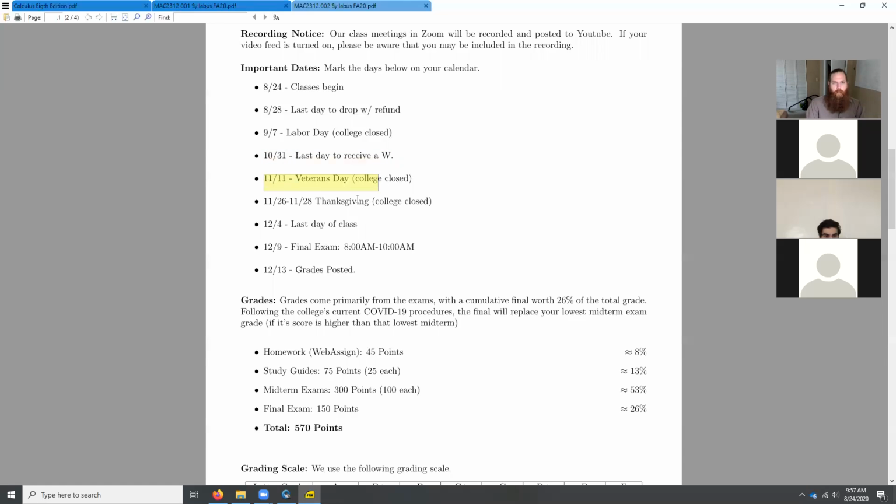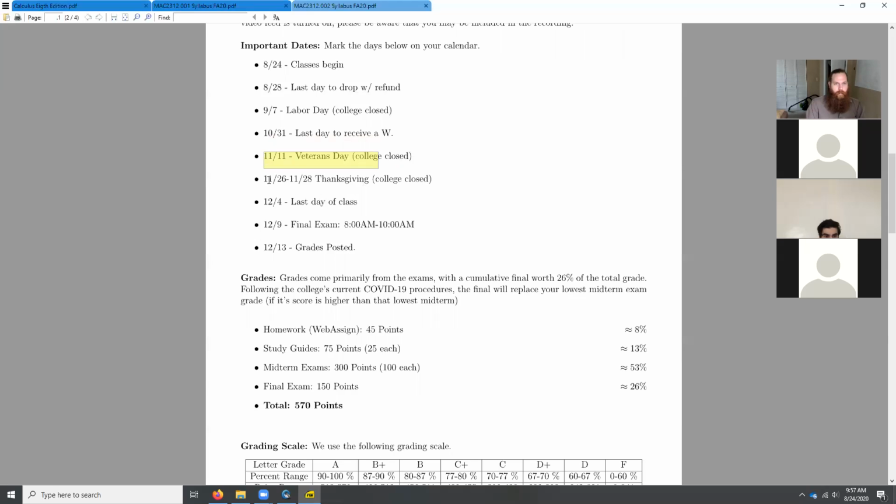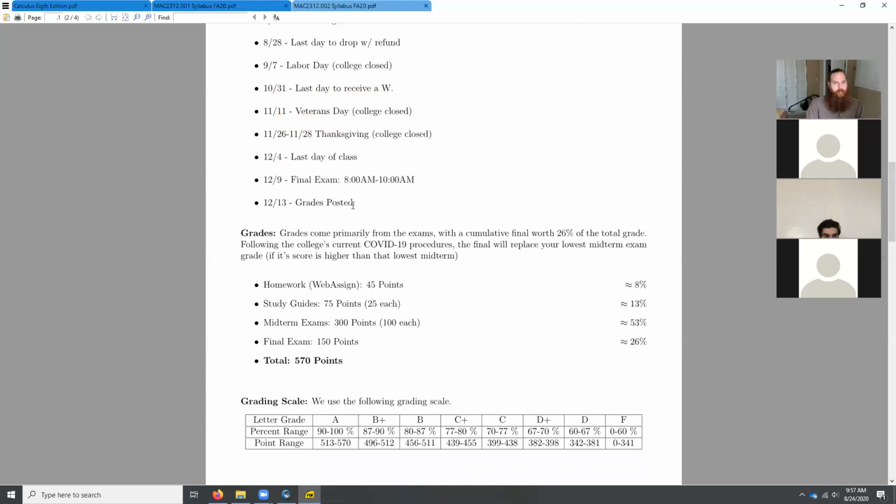The 11th of November is Veterans Day. We are closing for Thanksgiving. 12/4, December 4 is the last day of class. 12/9 is your final, again from 8 to 10, not from 1 to 3. And then grades will be up on the 13th of December.